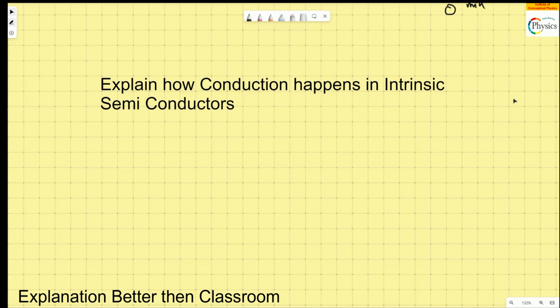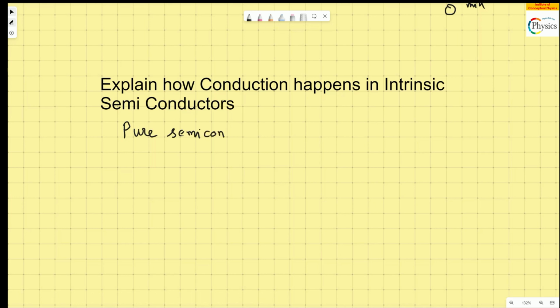What are intrinsic semiconductors? I believe you know that. Pure semiconductors, for example silicon and germanium, right? These are the intrinsic semiconductors. A very fundamental point, but you must know it. How do they conduct electricity is the question.